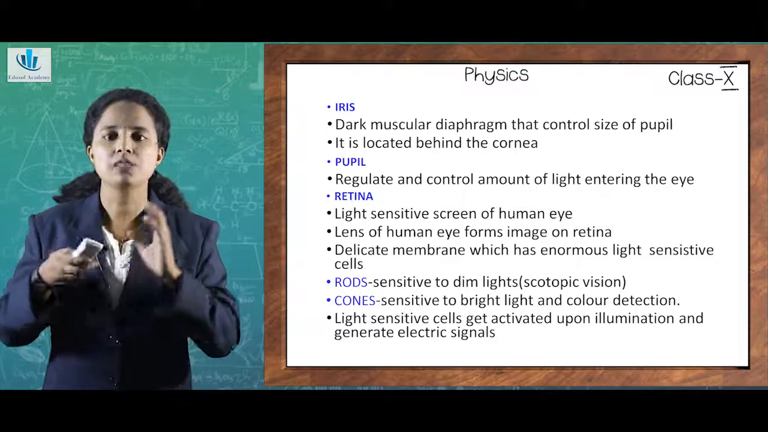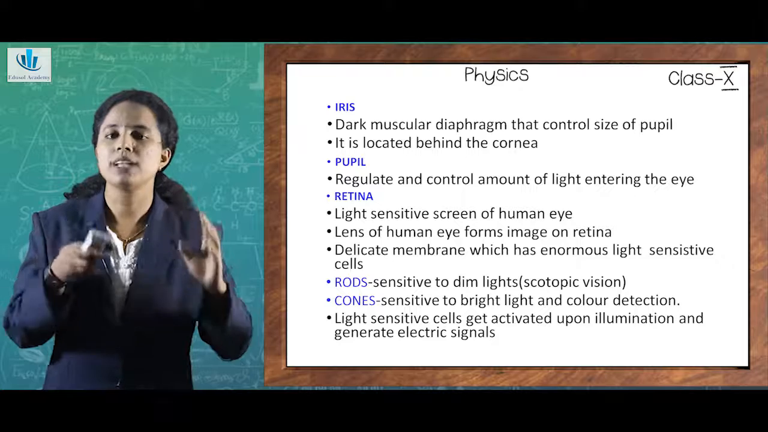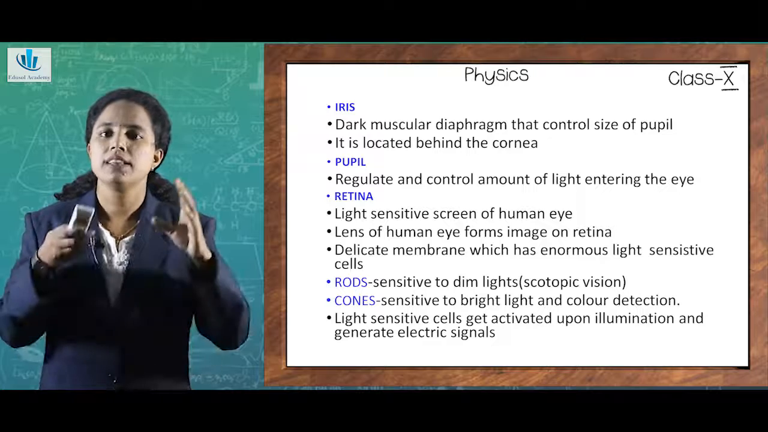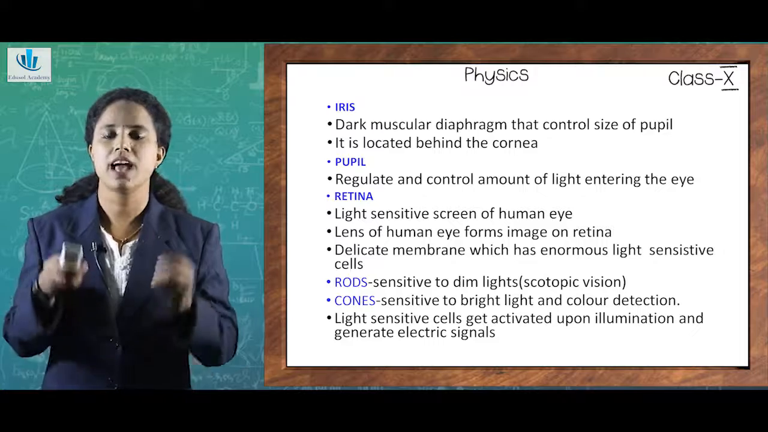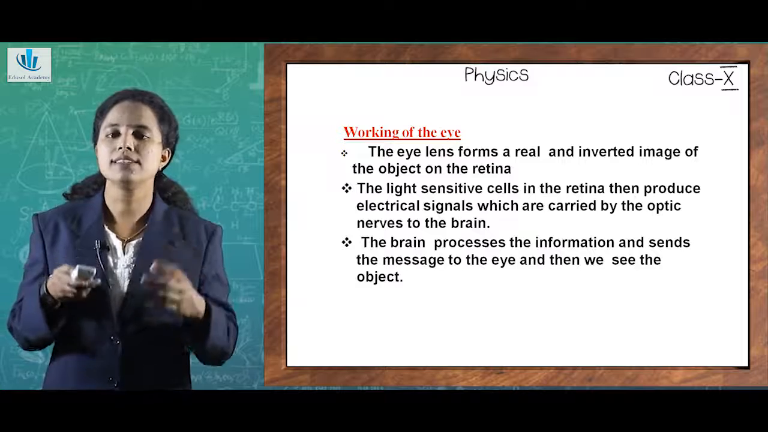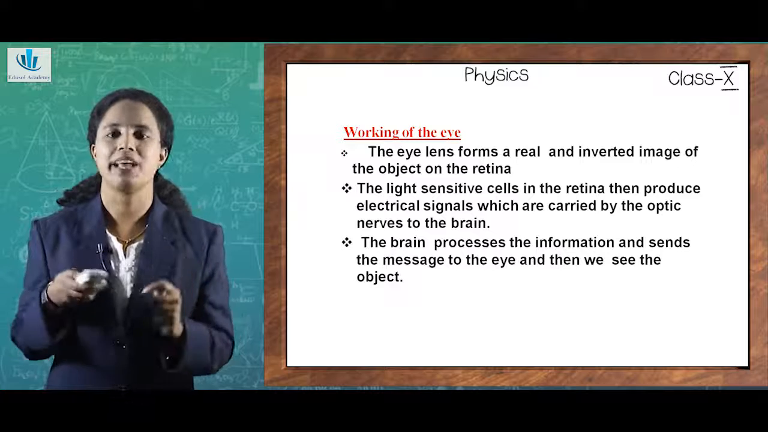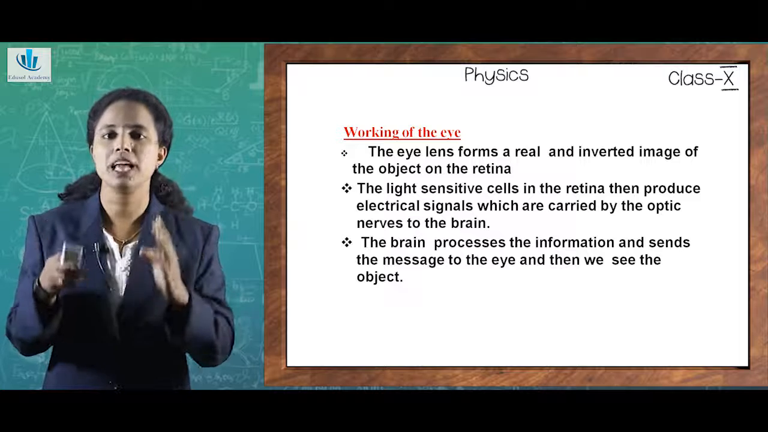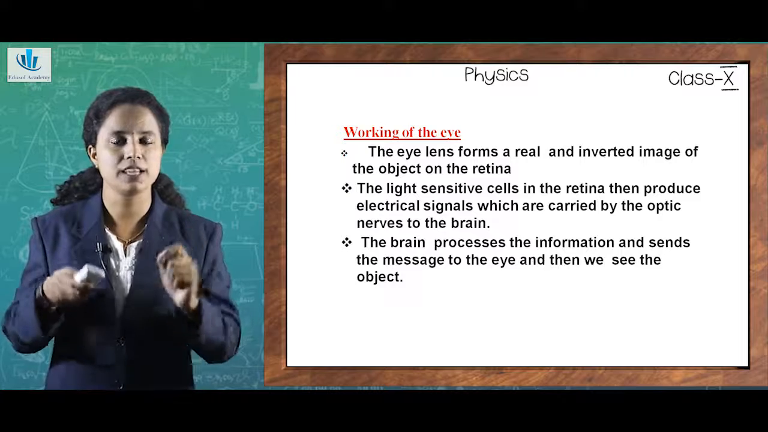So once all these processes happen, the image is finally formed on the retina. So when this image is formed on the light sensitive screen of human eye, that's retina, the light sensitive cells inside the retina will get activated and finally they will generate electric signals. So once these electric signals are being generated, something interesting happens. Before this I told you that the light sensitive cells get illuminated, isn't it? So for that there should be an image on the retina. So what will be the nature of that retina image that is formed?